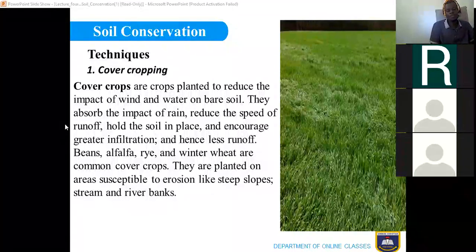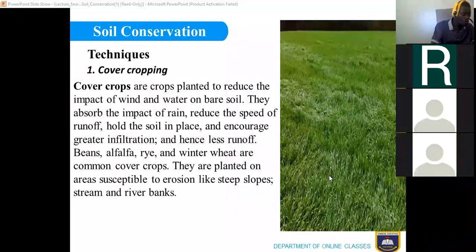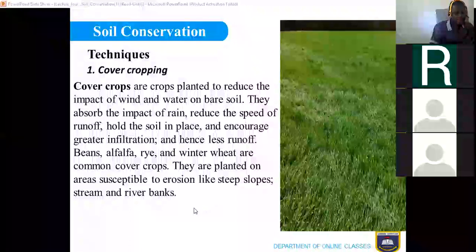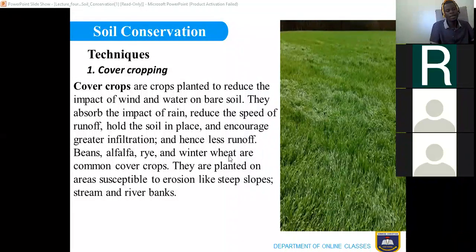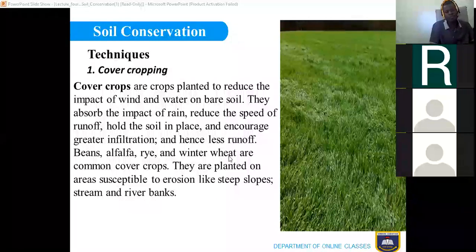Now, cover cropping is basically the technique of planting crops that literally cover the soil. All right. So we plant crops such as the rye, the beans, alfalfa, and the wheat, that are used to reduce the impact of wind and water on bare soil.